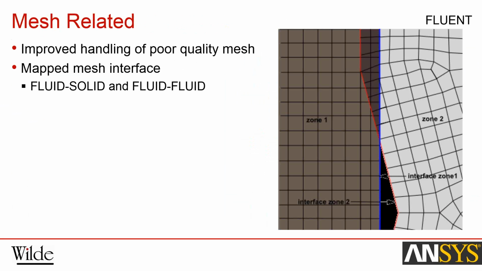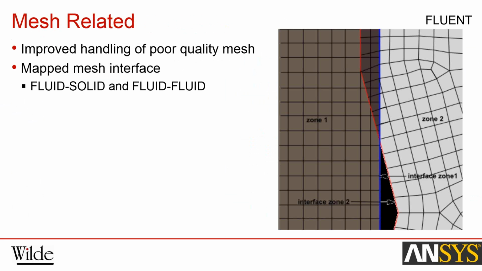So back in the day, if you had dirty CAD or someone gave you a mesh geometry where two domains weren't aligned perfectly, such that, in the case over here, zone 2 is penetrating into or overlapping zone 1, and between the two domains there is a gap, the solver would crash, or you would have a very hard time getting it to converge.